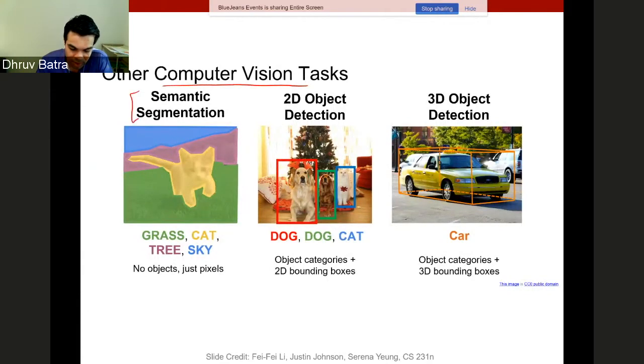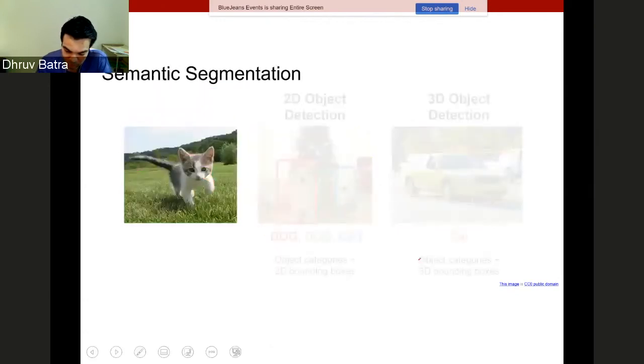One of them is semantic segmentation, where the goal is for every pixel in the image, label that pixel with a category corresponding to that pixel. So is this a sky pixel, a grass pixel, corresponding to an object cat, and so on. There's obviously the 2D object detection problem, where the goal is not to just say that an object is present in the image, but also output a bounding box for every instance of the object.